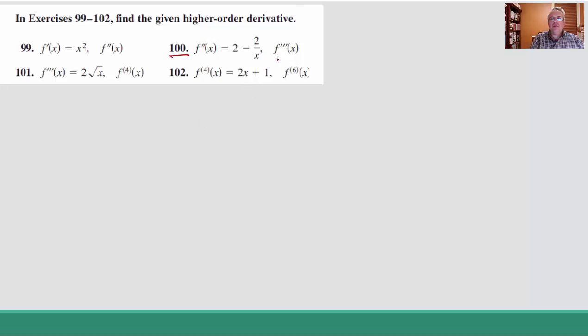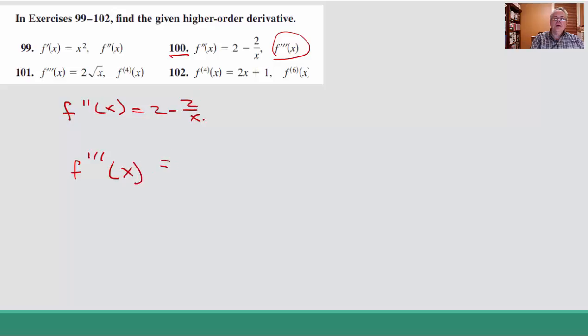And it wants to know, wow, the third derivative. But they gave us the second derivative. So they gave us that f double prime of x is 2 minus 2 over x. To get the third derivative, we just take the derivative of this once, because we're starting with the second derivative. One more would be the third.